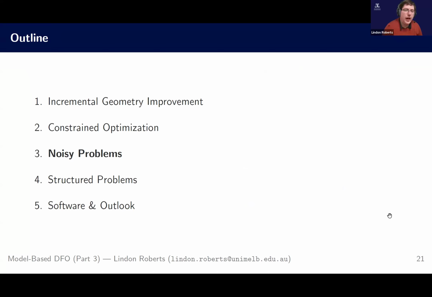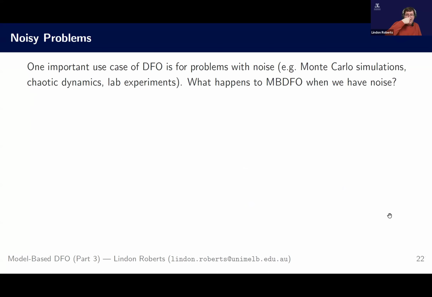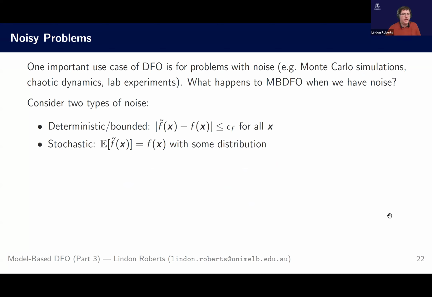What else? Noise. As I said, noisy problems are another really important use case for DFO where derivatives aren't going to be available. I mentioned that again on Monday. So what we have to think about is what's going to happen to these algorithms when we have noise. There are two types of noise I'll mention in the next few minutes.